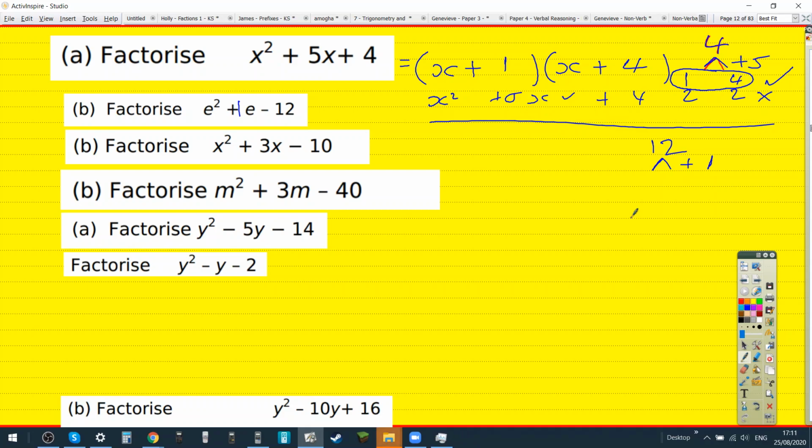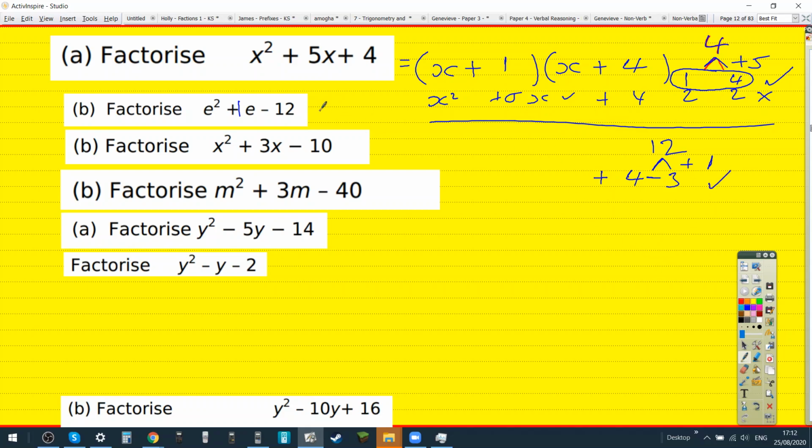Okay. So maybe use that times to 12. Minus 4, no. 3 and minus 4? So 4 times 3 makes 12. Okay, so what would you have to do to combine them to make 1? Minus 4 plus 3 would make minus 1. We want plus 1. So minus 3 plus 4. That's it.